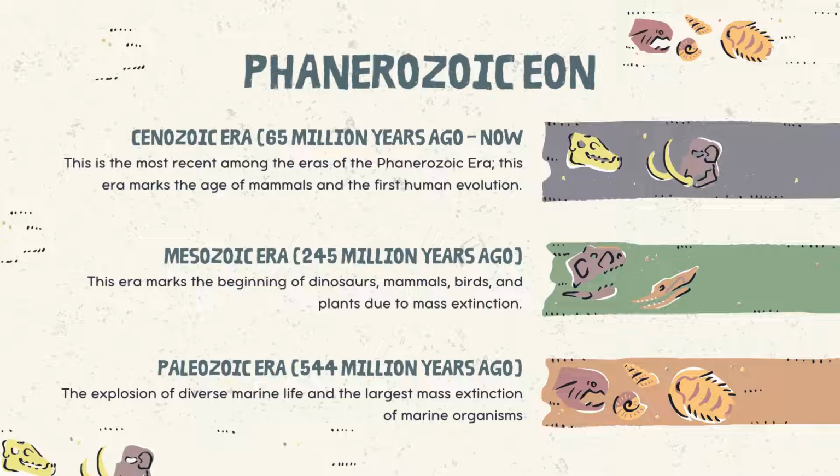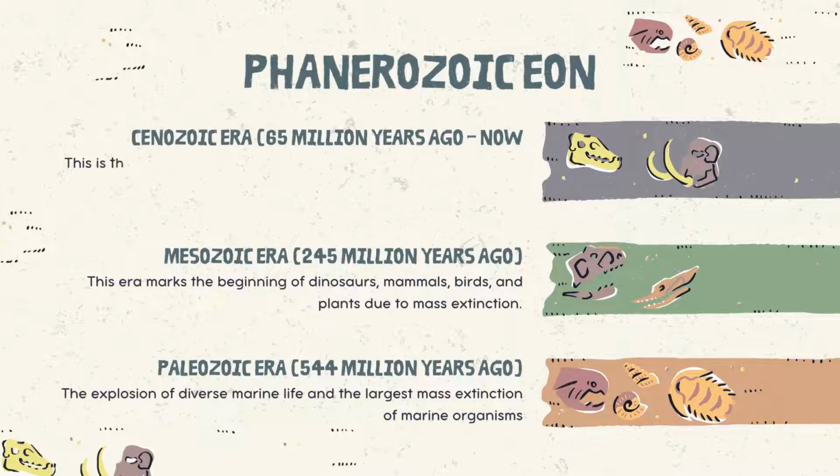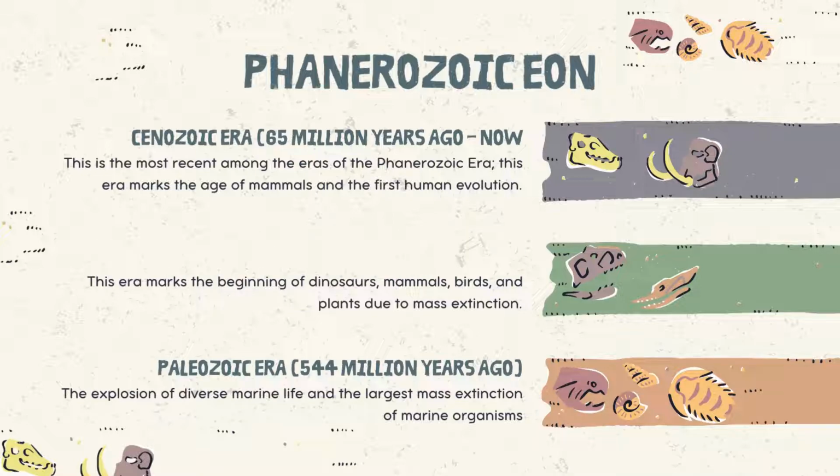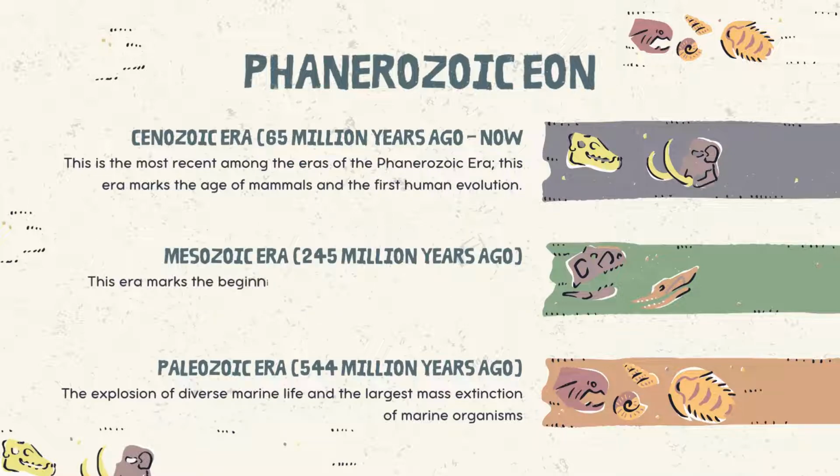Cenozoic era, 65 million years ago, now. This is the most recent among the eras of the Phanerozoic era. This era marks the age of mammals and the first human evolution. Mesozoic era, 245 million years ago. This era marks the beginning of dinosaurs, mammals, birds, and plants due to mass extinction.